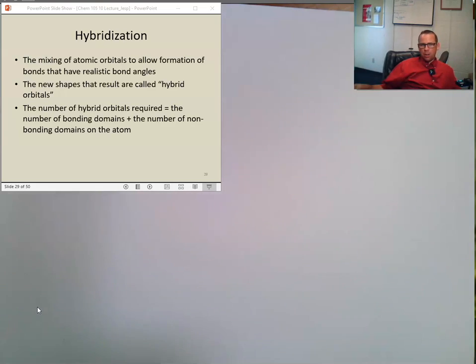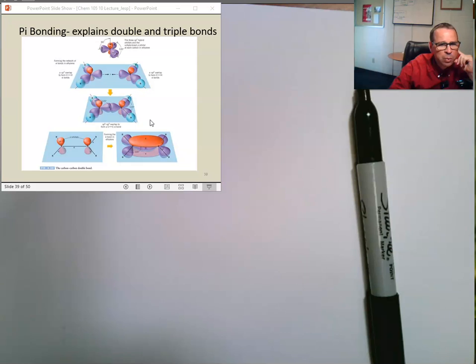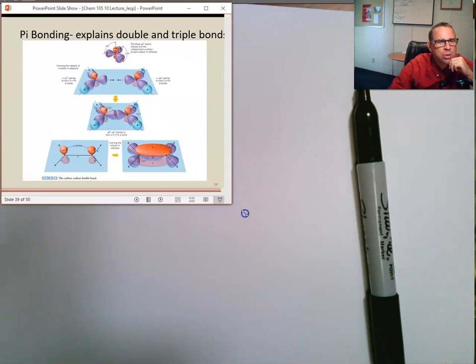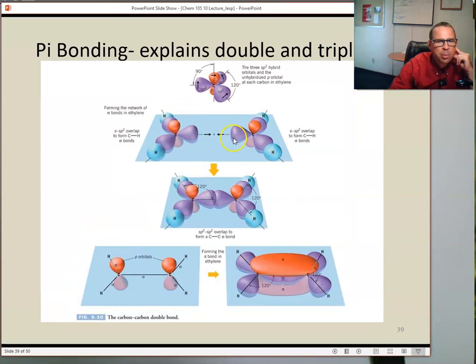Now, I'm going to do something wild here. Well, actually, I'm not going to do something wild. I'll just bring it up here. We have this drawing that tries to draw for us a carbon-carbon double bond. So what we see here is, here's 1 carbon, and here's our 2nd carbon, and those 2 carbons are going to join in a double bond.